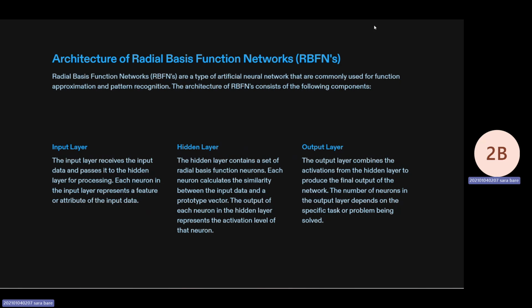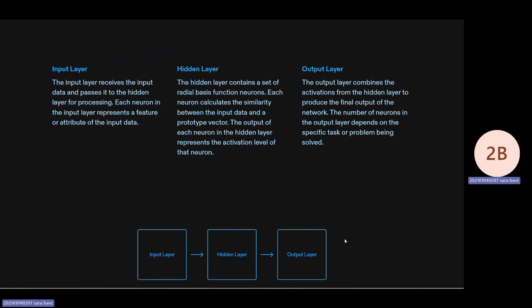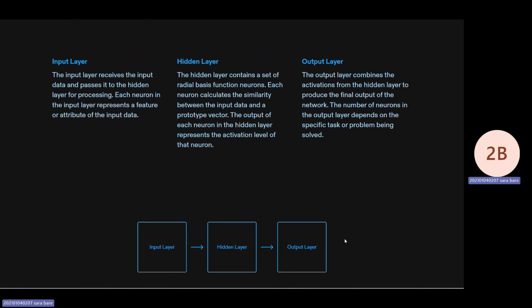Moving to the hidden layer. The hidden layer consists of a set of radial basis function neurons. Each neuron calculates the similarity between the input data and the prototype vector. The output of each neuron in the hidden layer represents the activation level of the network. The output layer. The output layer combines the activation from the hidden layer to produce the final output of the network. The number of neurons in the output layer depends on the specific task or the problem being solved.